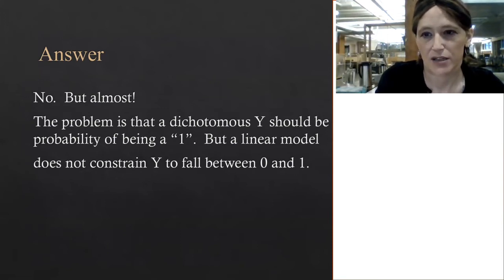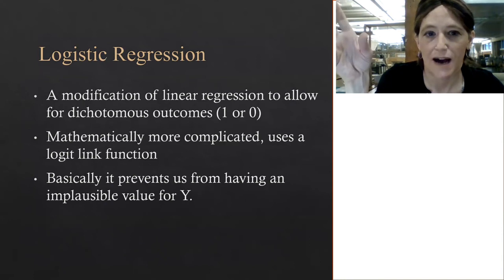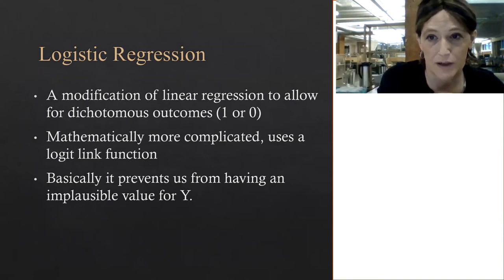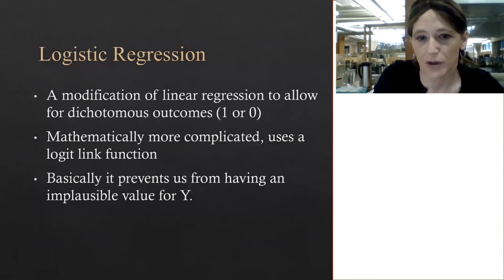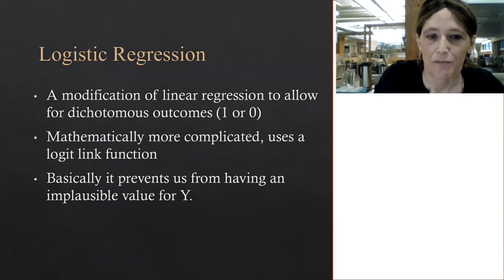And that's when we're going to get into logistic regression, which is a modification of a linear regression model to allow for dichotomous outcomes as our dependent variable. Mathematically, it's much more complicated. It uses what's called a logit link function. Basically it constrains a predicted probability to fall between 0 and 1. The math is very complicated. But basically, it prevents us from having implausible values of Y.